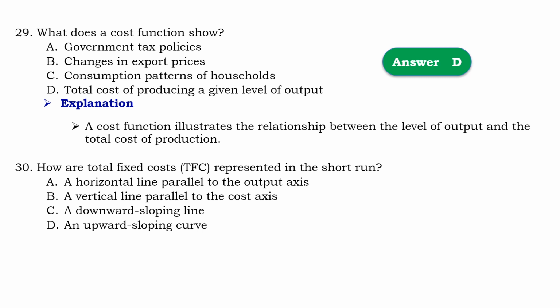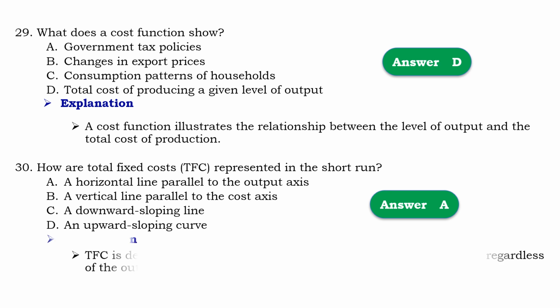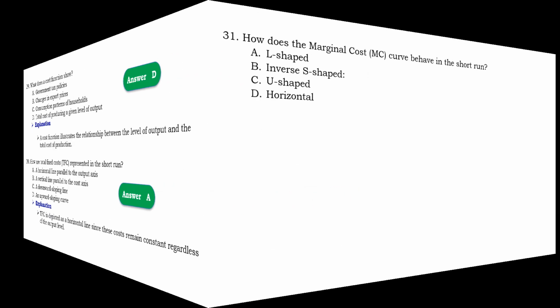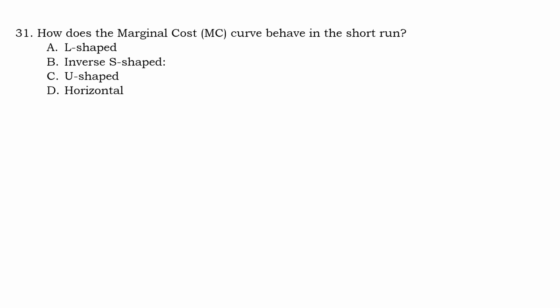That should be A, the horizontal line parallel to the output axis. It means that total fixed cost is depicted as a horizontal line since this cost remains constant regardless of the output level. Question number 31. How does the marginal cost curve behave in the short run?